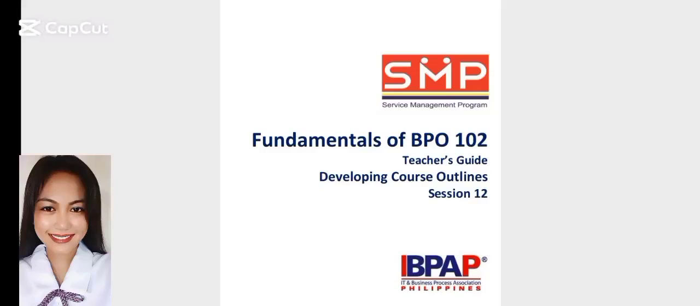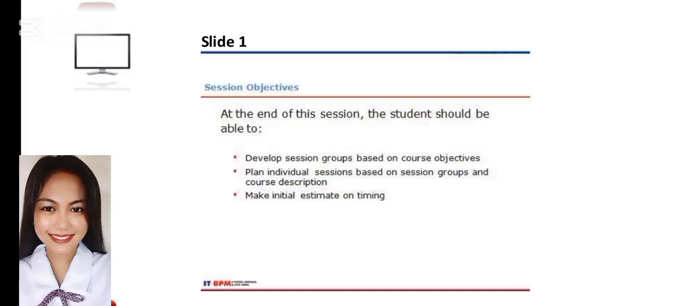Now, let's talk about developing a course outline. At the end of this session, the student should be able to develop session groups based on the course objective, plan individual sessions based on session groups and course description, and make an initial estimate on timing. These are the key learning points participants are to take away from the session.